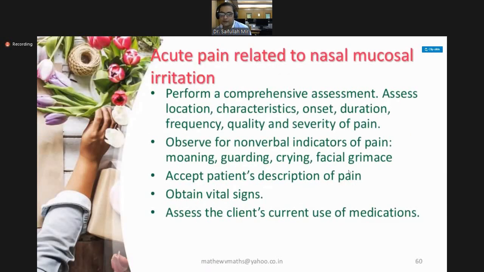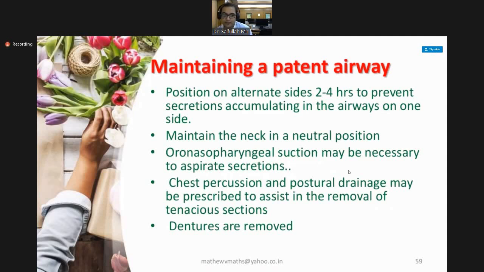So, maintaining a patent airway. Now, this is very important for sinusitis. Position the patient by lying down on alternate sides every 2 to 4 hours to prevent secretions accumulating in the airways on one side. Maintain the neck in a neutral position. Percussion and postural drainage may be prescribed to assist the removal of tenacious secretions. These are very important, and they ease things. The more secretions there are, the harder it is to get rid of them.